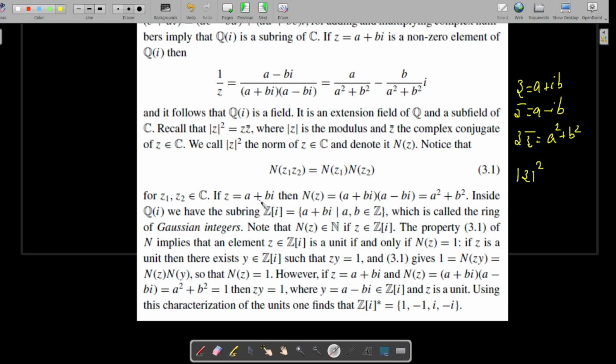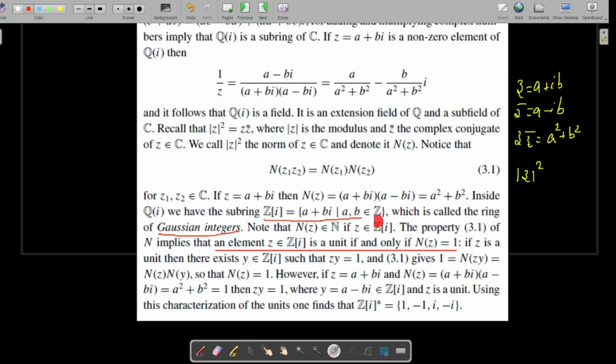And inside Q(i), we have the subring Z[i]. Z[i] means the set of all a + ib again, but here a, b belong to Z only, not to Q. So clearly Z[i] is a subring of Q(i). And the set Z[i] is called the set of Gaussian integers. Note that N(z) belongs to N if z belongs to Z[i].